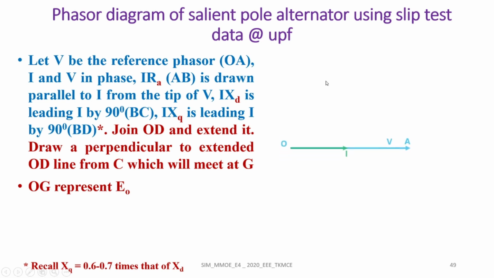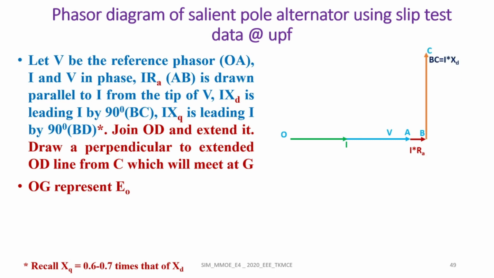Now let's consider the phasor diagram of salient pole alternator using slip test data at unity power factor case. Let the terminal voltage be the reference and armature current is in phase with voltage as the power factor is unity. We need to consider I into RA drop, which is drawn from the tip of V, which is parallel to armature current. Then we need to consider BC, that is I into XD drop, which is leading armature current by 90 degree. Then we need to consider BD, that is I into XQ drop, which is leading I by 90 degree. Please note BD is around 0.6 to 0.7 times that of BC, as XQ is 0.6 to 0.7 times that of XD.